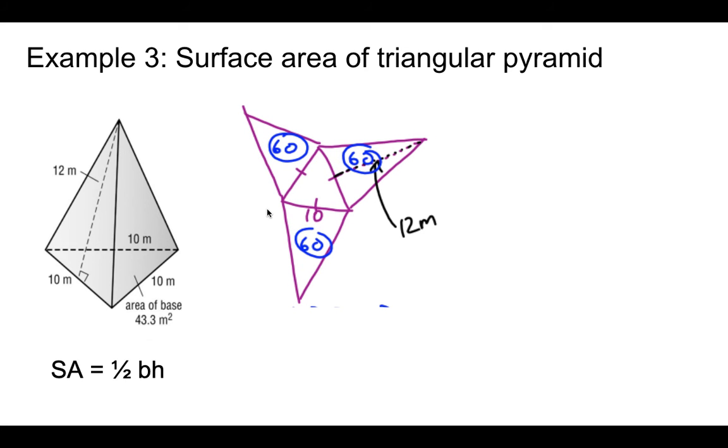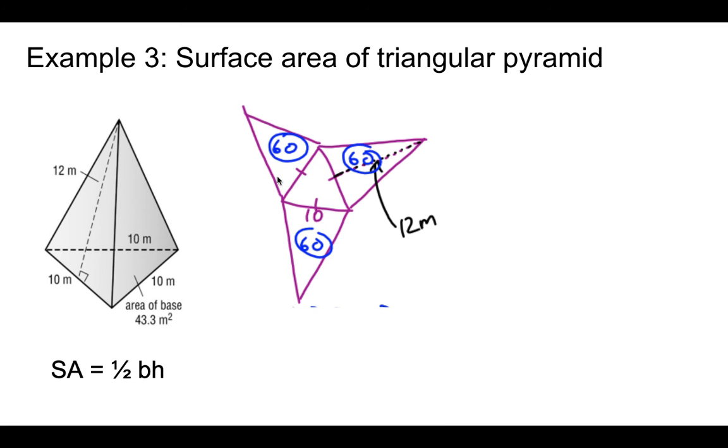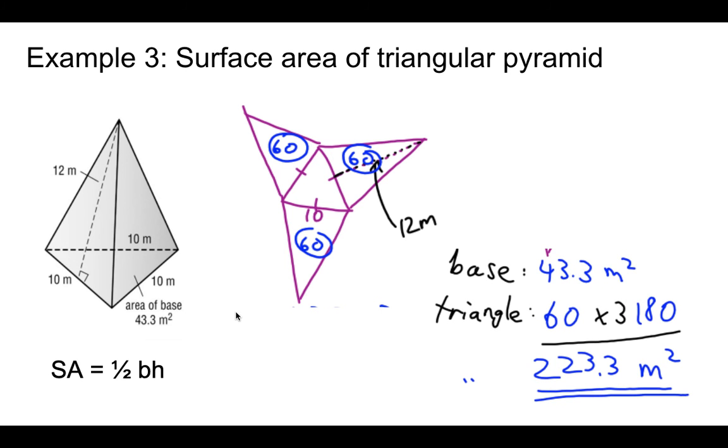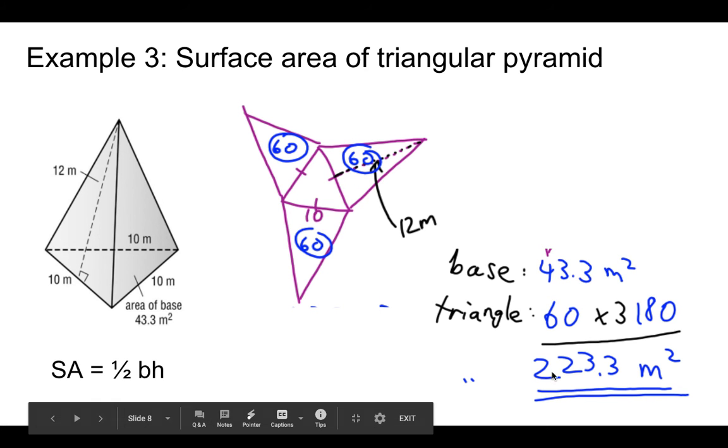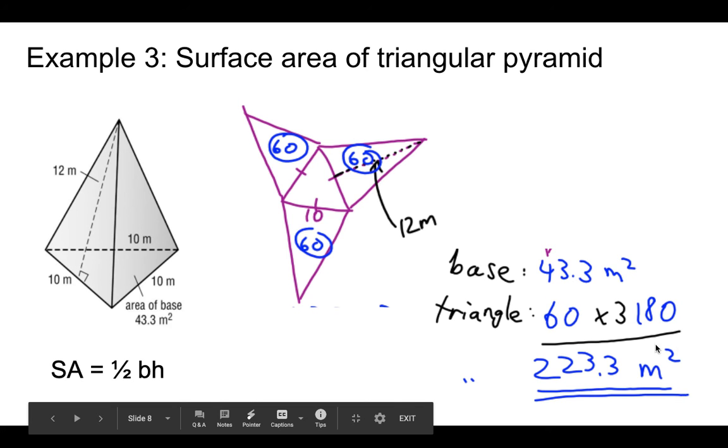So if you were to make this into a net, we're going to have a triangle in the middle and then 3 triangles on the outside. And if you calculate 1/2 times 10 times 12, you get an area of 60 for each of our 3 sides. So the base is 43.3 meters squared, and the triangle is 60, and there's 3 of them. So 60 times 3 is 180. So we get a total of 223.3 meters squared. Remember meters squared when you're doing area, because you're only working with 2 measurements at one time.